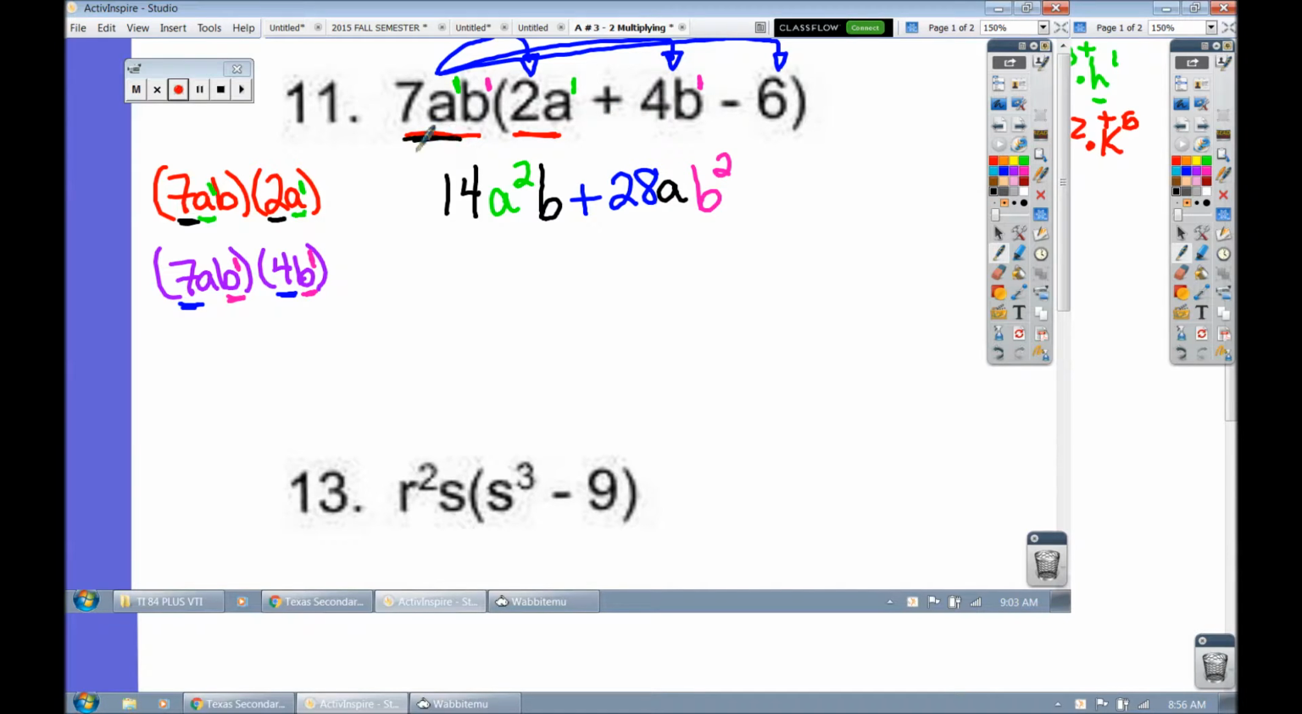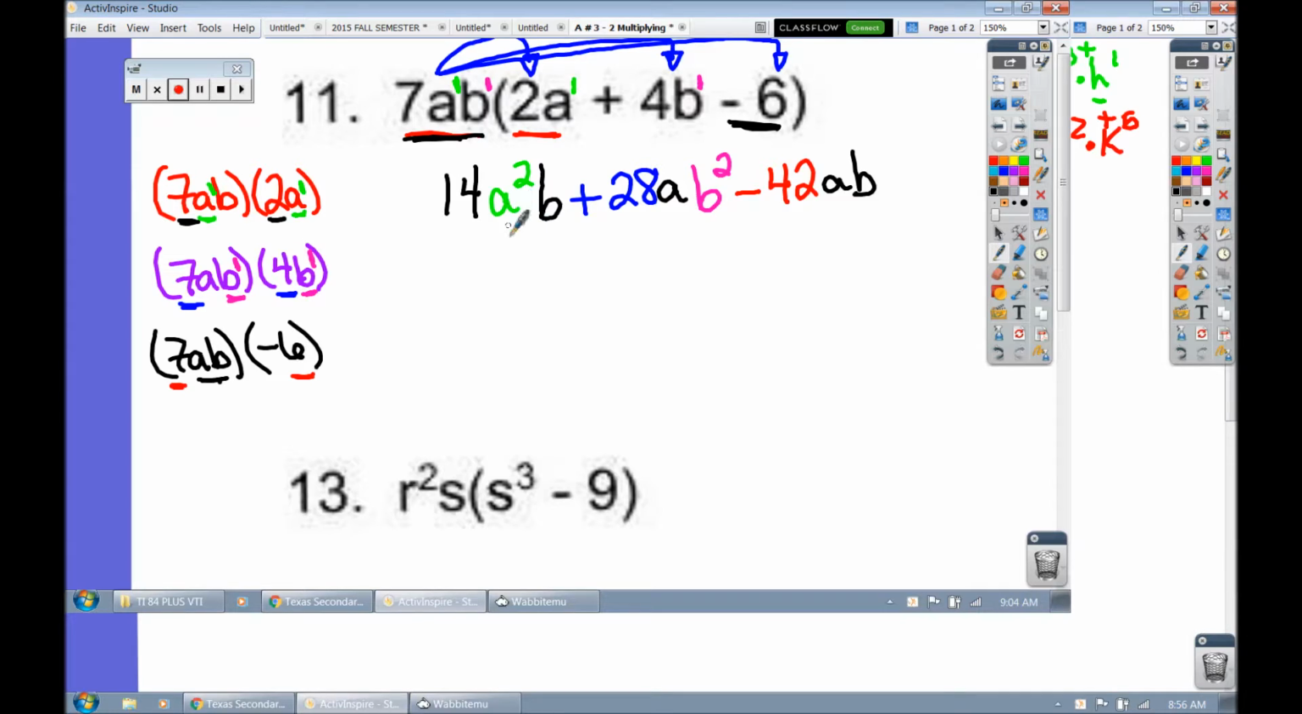And our last one, 7ab times, this is negative 6. So we're going to put negative 6 in parentheses right here. So start with your numbers. 7 times negative 6, that's negative 42. And we don't have any letters to multiply. We don't have any a's and b's from the negative 6, so we're simply going to put that in the term with 42 and see if we can combine like terms.